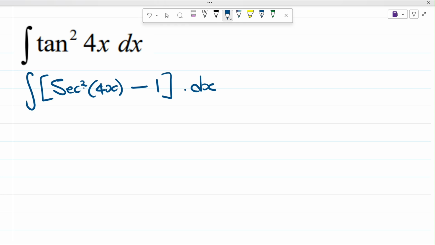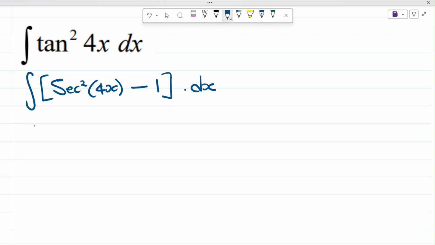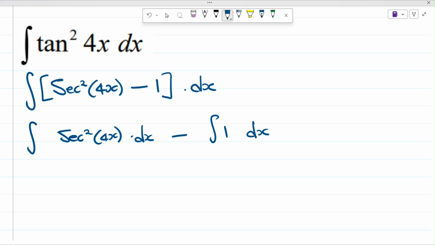When we have sec squared minus 1, it's going to be easier for us to integrate, because we know that there was something that was differentiated for us to get sec squared, and the integral of 1 is just as simple as ABC. So let's rewrite this nicely then. Let's just split them and write them nicely. So this is going to be the integral of sec squared of 4x dx minus the integral of 1 dx.